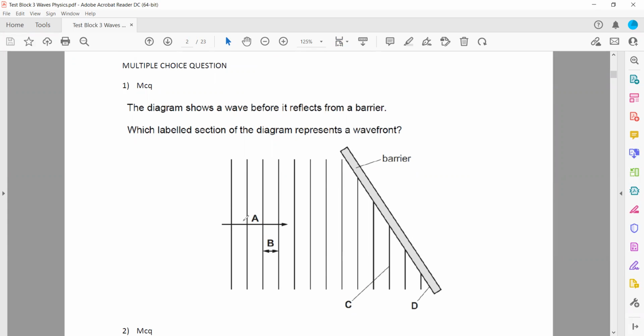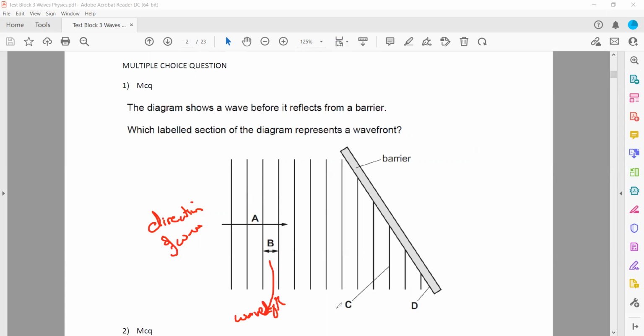So what is A representing? A is representing the direction of the wave, in which direction the wave is moving. What is B representing? The distance between two successive crests, that is called a wavelength. So B is representing a wavelength, or length of a wave.